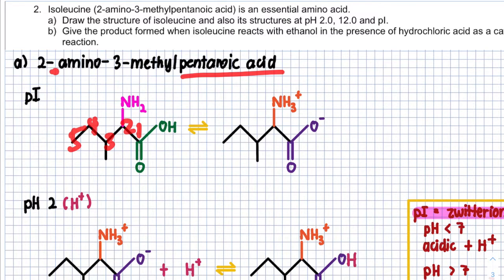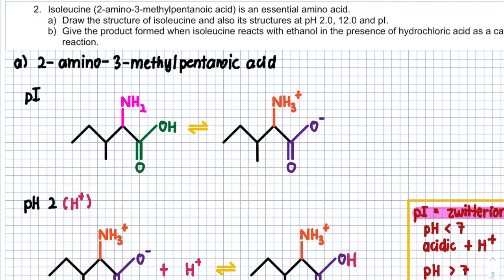Carbon number 2, we have amino. Carbon number 3, we have methyl. So this is the skeletal structure. But then again, when we're talking about, bila kita nak ada nampak je pH ni dengan pi ni, kita nak draw yang Zwitter ion lah. Zwitter ion yang ada plus minus charge.